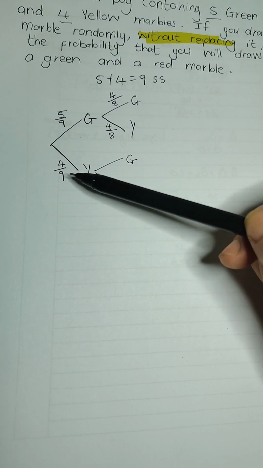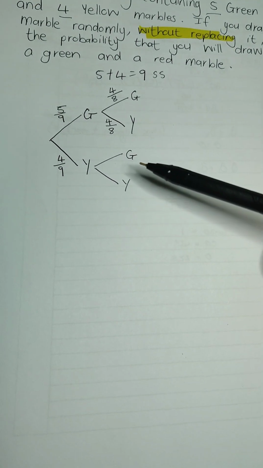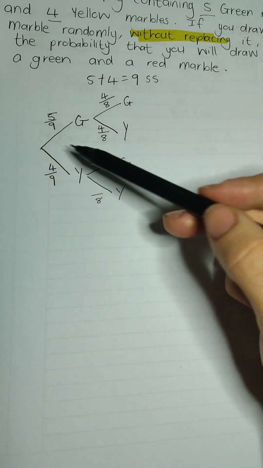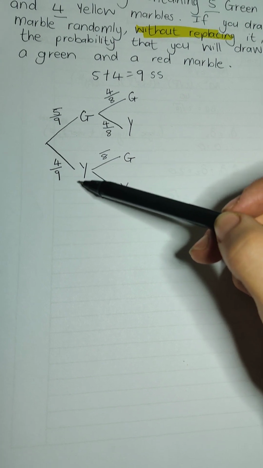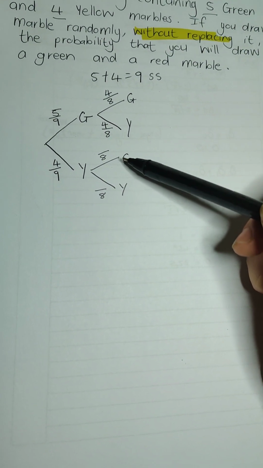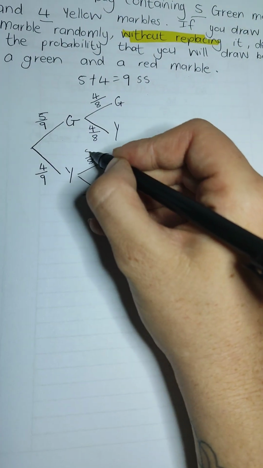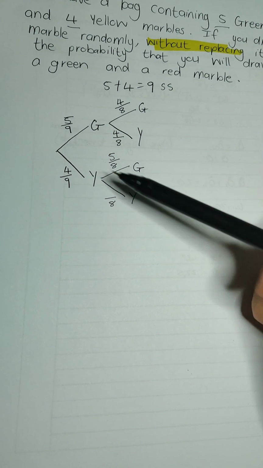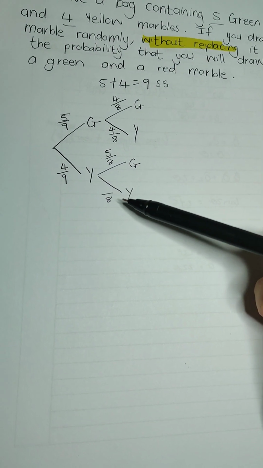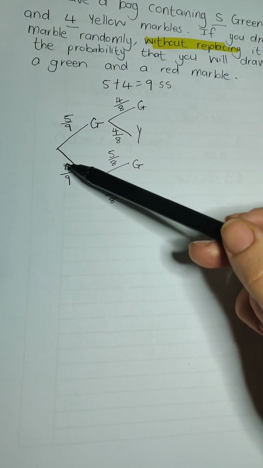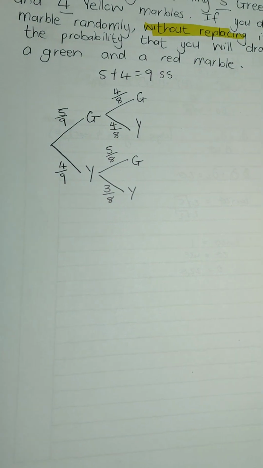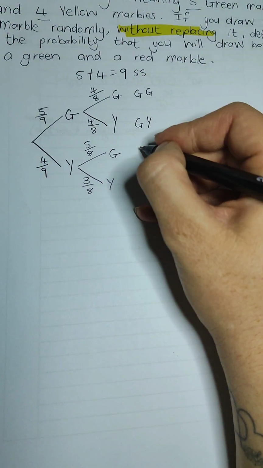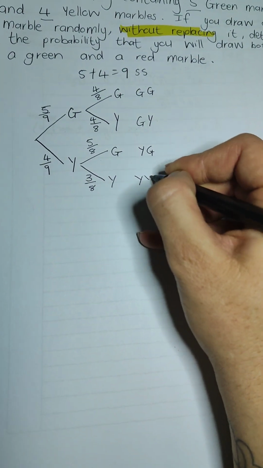How many marbles are still left in the bag before I draw the second time? There's still 8 left. I drew a yellow in the first shot. So in the second time now, how many green marbles are left? I did not take a green one out, so there's 5 left. Then, if I were to take out a yellow one first, what is the probability that I will take out a yellow one secondly? I took 1 out. How many are left? 3. So my probabilities are as follows. Green, green, green, yellow. Yellow, green, yellow, yellow.